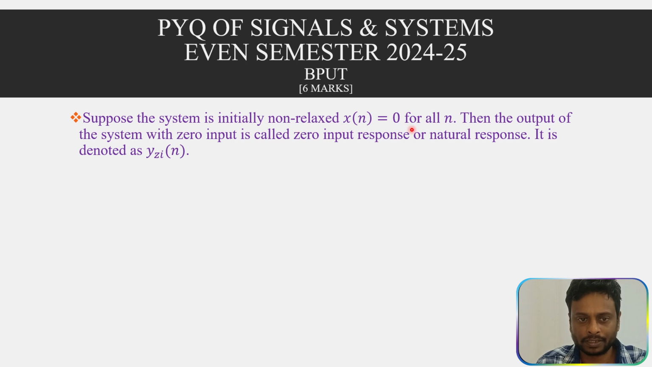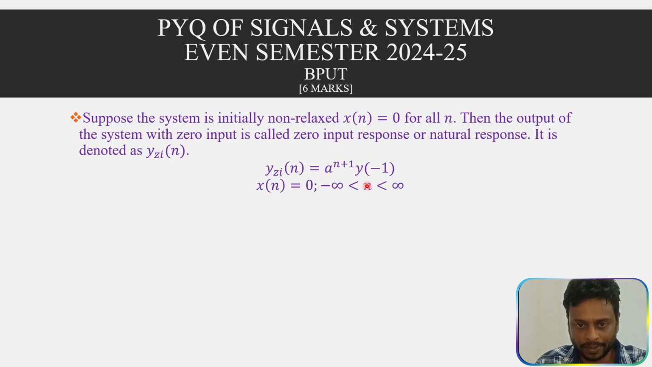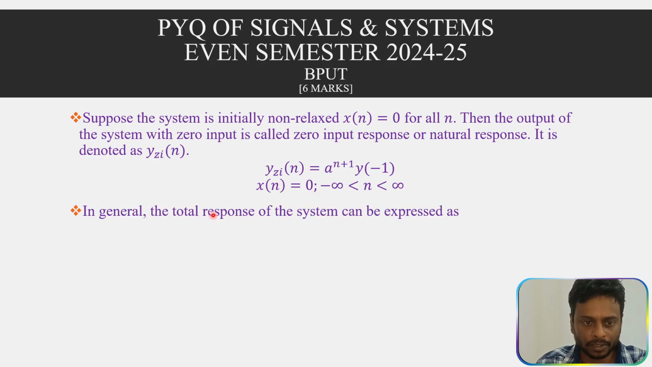It is not relaxed. Then the output of a system with zero input is called the zero input response. This x of n equal to 0 means the system is at zero input, so it is the zero input response or natural response, denoted as y zi. So this is our second part. In this case also x of n equal to 0. So the total response of the system is the sum of the zero state and the zero input response.